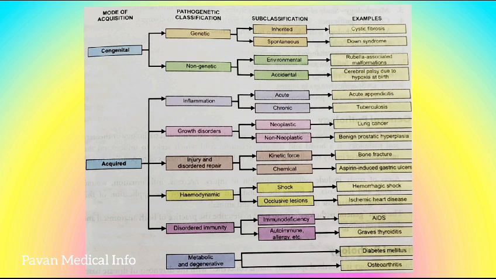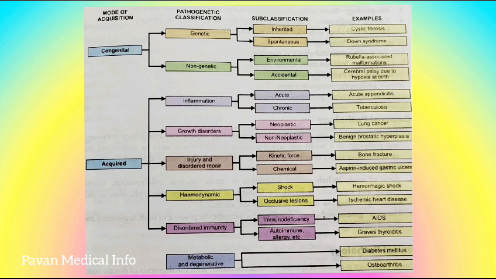Now your immunity is in disorder or impairment. For that, the subclassifications will be immunodeficiency, first one. The second one will be autoimmune allergies. When you go for immunodeficiency, the best example everyone can give is AIDS. For autoimmune allergy, the best example which can be given is Graves' thyroiditis, that is inflammation of the thyroid gland.